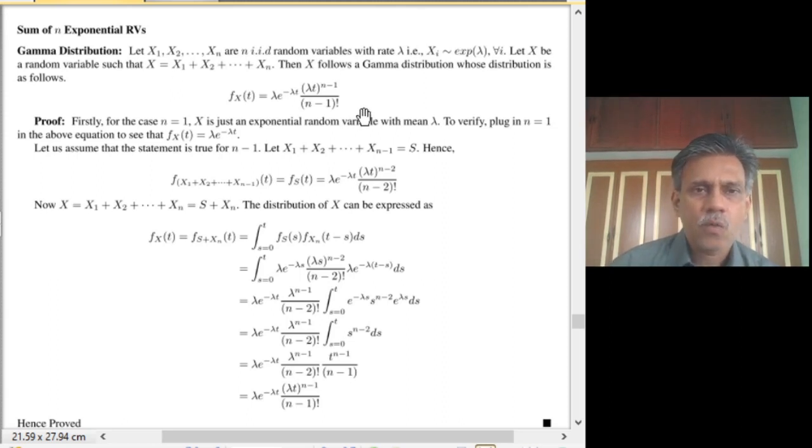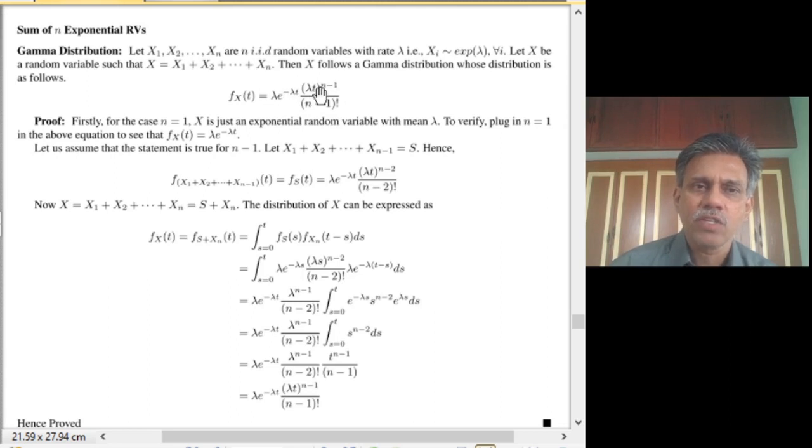Well, now X is the sum of X1 plus X2 to Xn, and its distribution we will call the gamma distribution, and it can be shown that its distribution will take this form. Fx of t is equal to lambda e power of minus lambda t, lambda t power n minus 1 by n minus 1 factorial.